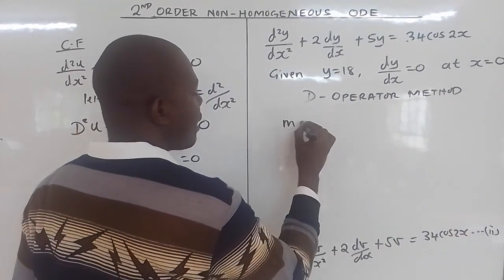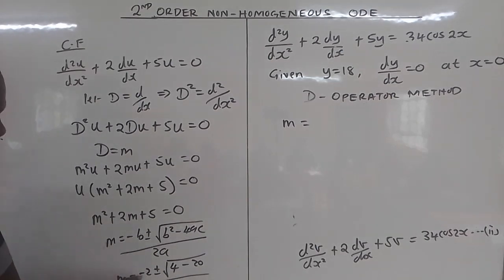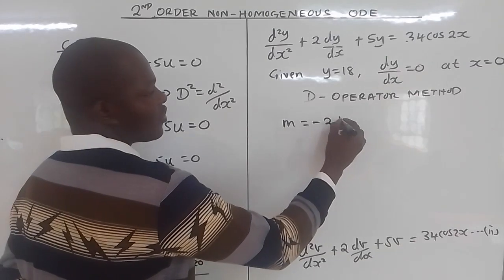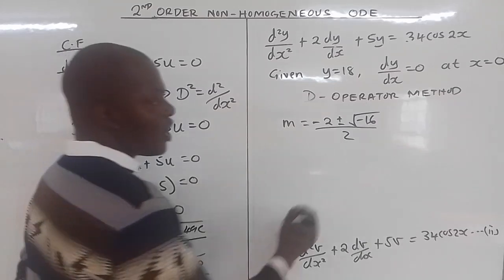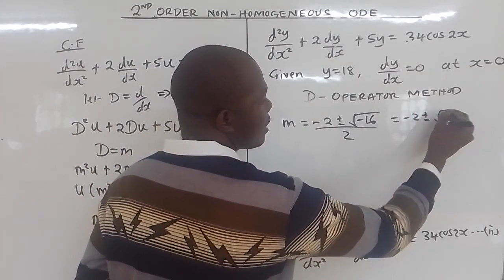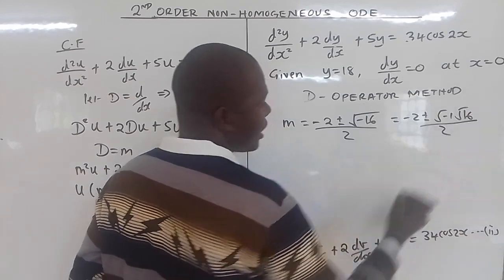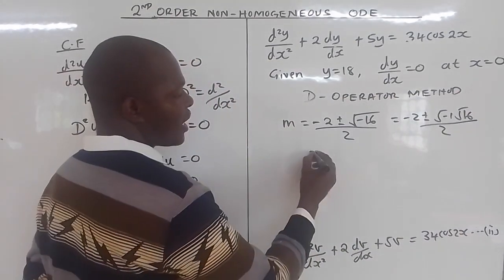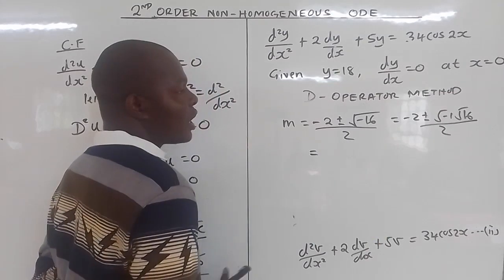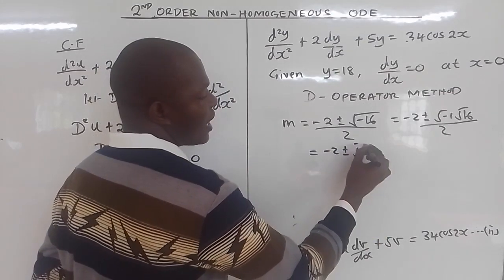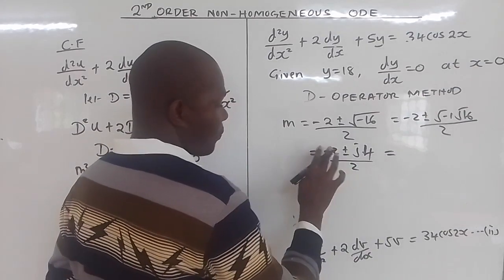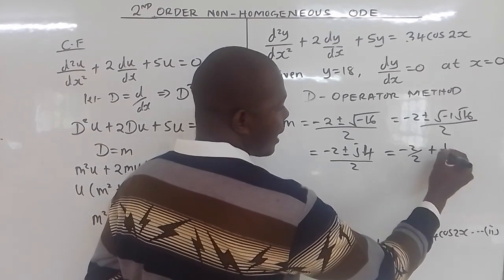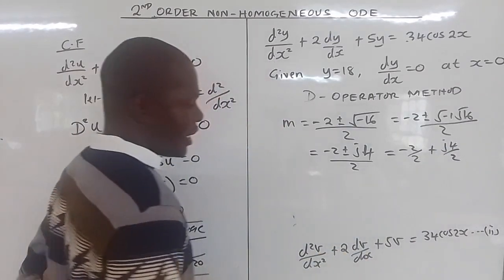So there you will find m equals negative 4 minus 20, which is negative 16. So it is negative 2 plus or minus root negative 16 over 2, isn't it? That is negative 2 plus or minus root negative 1 times root 16 over 2. The square root of negative 1 is j. So it is negative 2 plus or minus j times root 16, which is 4, over 2. So you get negative 2 over 2 plus j 4 over 2.